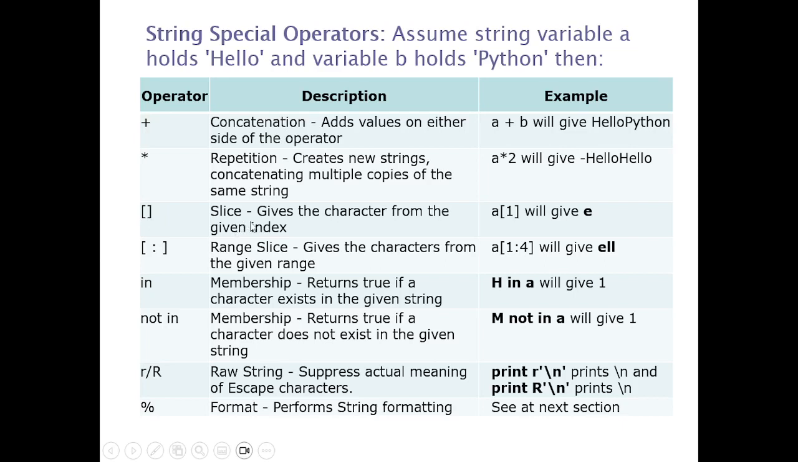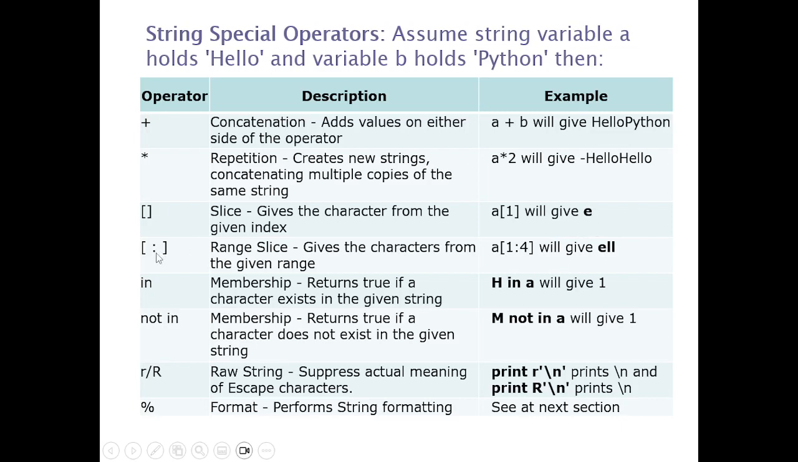Then next is this one, the open and closing bracket. So this is called slice, gives the character from the given index. So once we call A sub 1, this one, so 0, 1, 2, 3, 4, so A sub 1 will give us E. So this is the output.